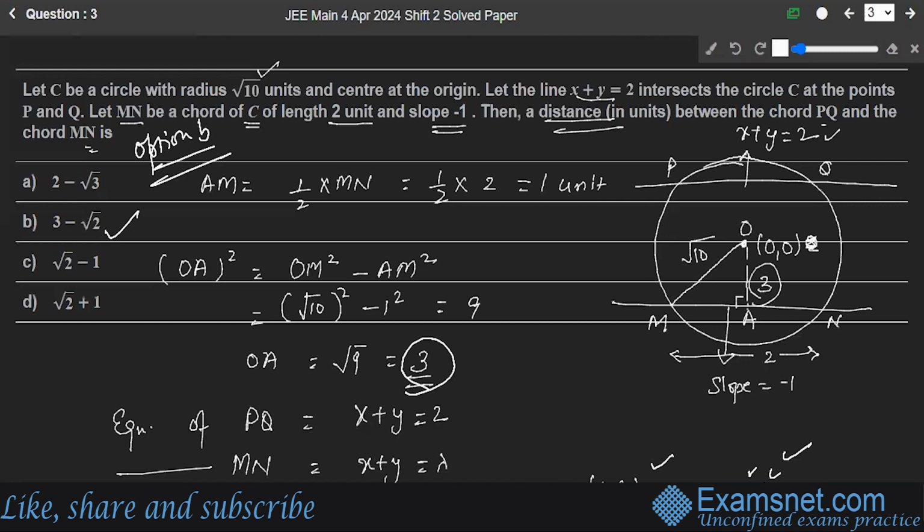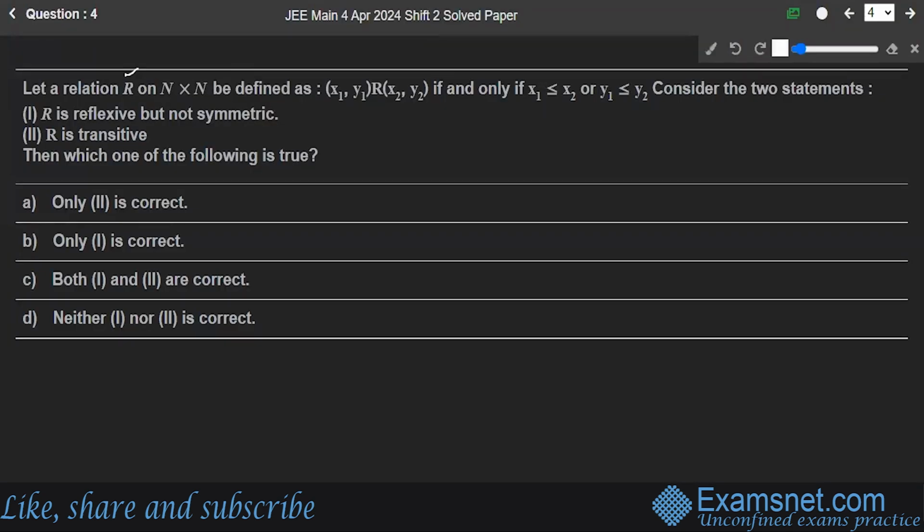Let's move to the next question. Question number 4. Let a relation R on N cross N be defined by (x1, y1) R (x2, y2) if and only if x1 is less than or equal to x2 or y1 is less than or equal to y2. Consider these two statements: R is reflexive but not symmetric, and R is transitive. Then which of the following is true about them? So you have (x1, y1) in relation to (x2, y2) if this is true. Now let's check for reflexive.